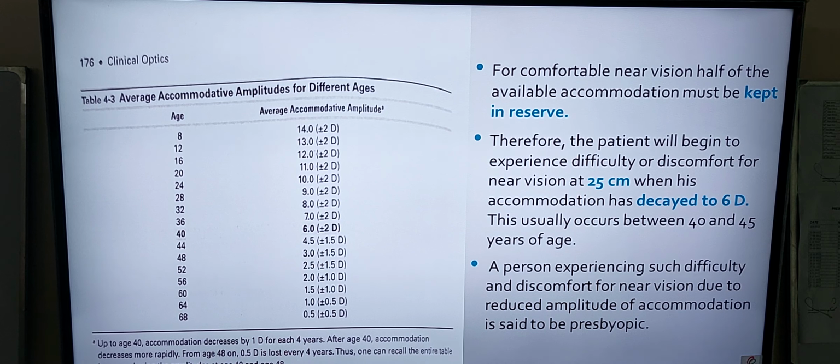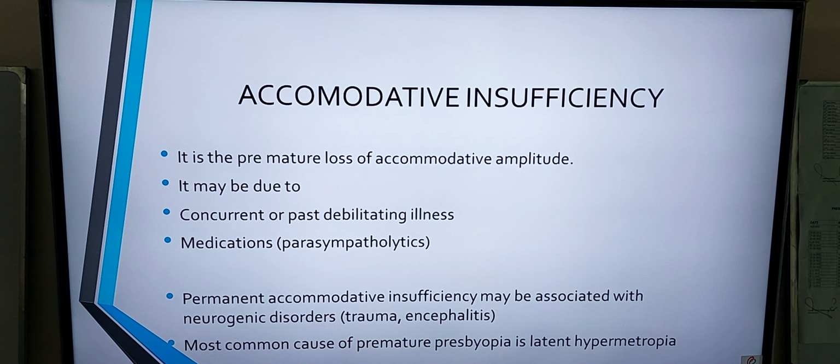So, for comfortable near vision, half of the available accommodation must be kept in reserve, and we will provide the correction, keeping in view that half of the accommodative amplitude will be used by the patient, and the rest will be provided by the spectacle correction or the contact lenses.